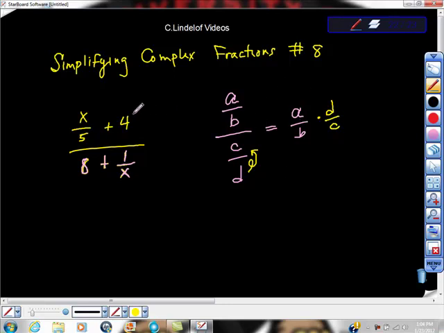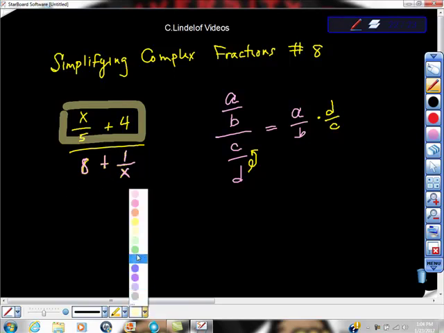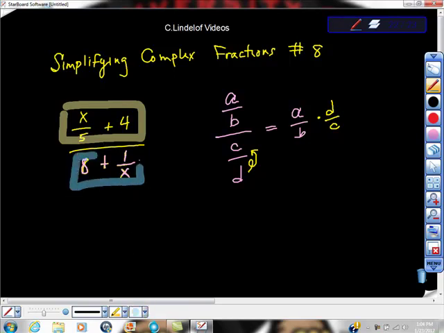But before we can get to that, what we need to do is create one fraction here, right? What we want in a perfect world is to take the numerator and turn this into one fraction by itself, and then to take the denominator and turn it into its own fraction, and then we can apply this rule. Is that all right? So I'm going to work on the top first.